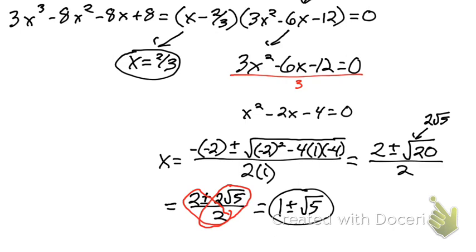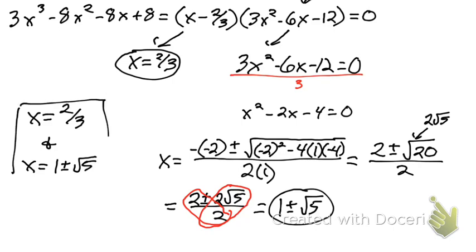So I have 3 zeros. We have x equals 2 over 3. And we have x equals 1 plus or minus square root, not square root of 3. Who would write that? 5. Fair enough.